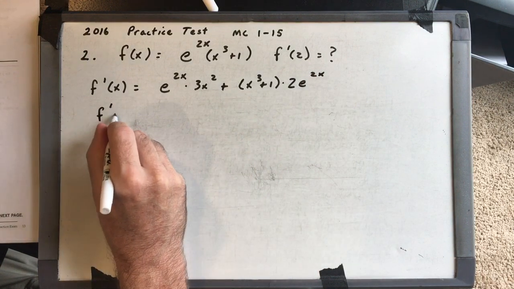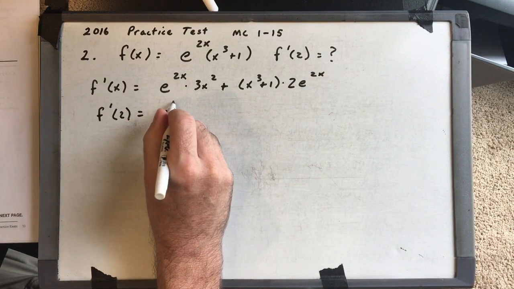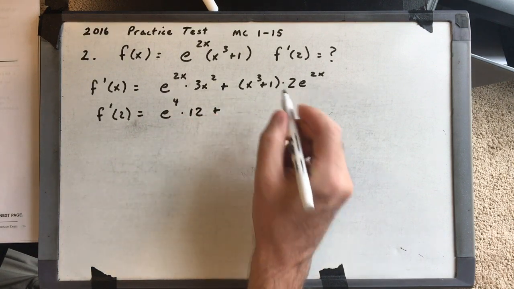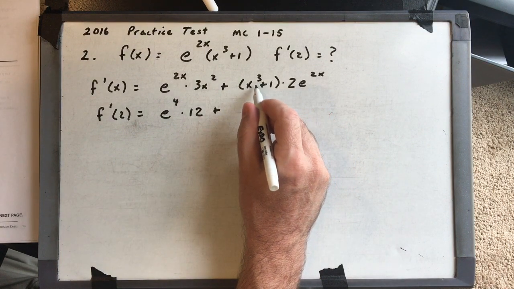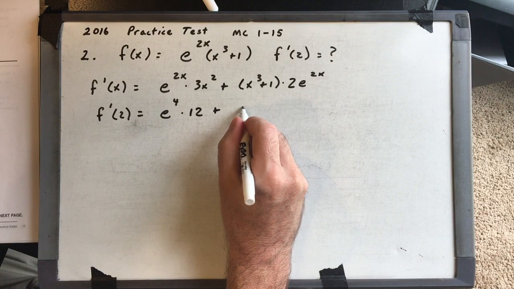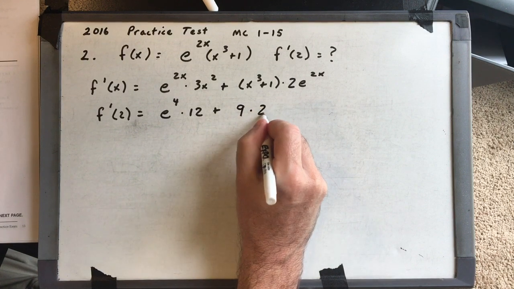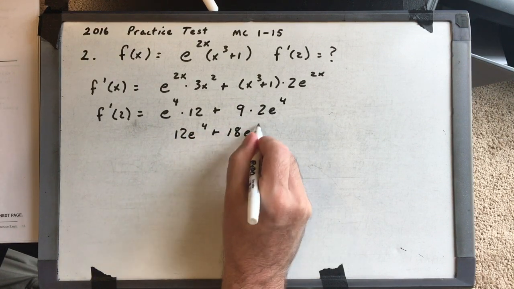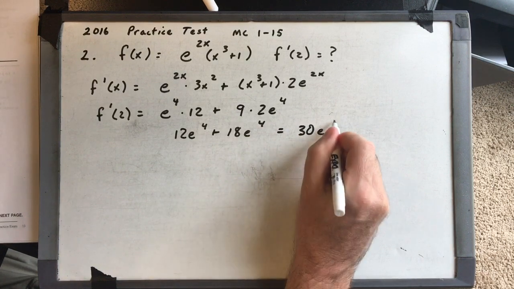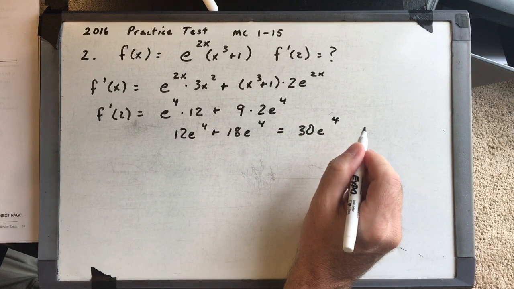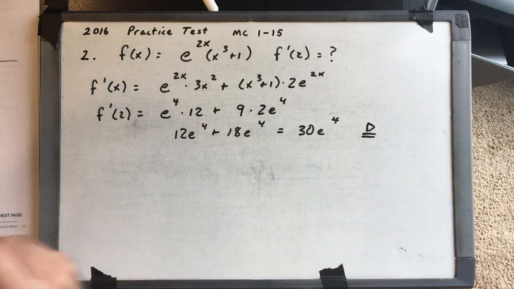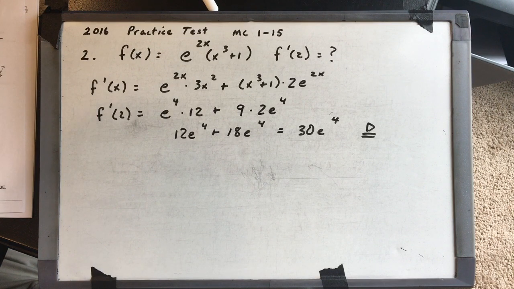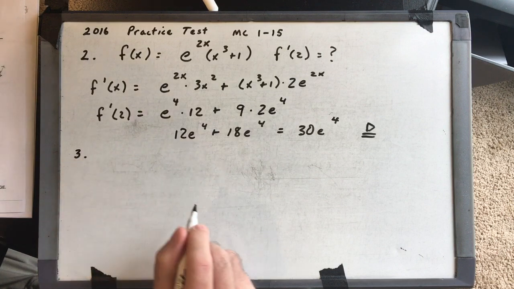So let's plug in a 2. That's e to the 4th, 2 times 2 is 4, times 12, plus, okay, that would be 2 cubed, which is 8, so plus 9, times 2e to the 4th. So that's 12e to the 4th plus 18e to the 4th, which is 30e to the 4th. And that is option D. Okay, so the first 2, those are pretty good practice. I think I can fit number 3 on my whiteboard here.